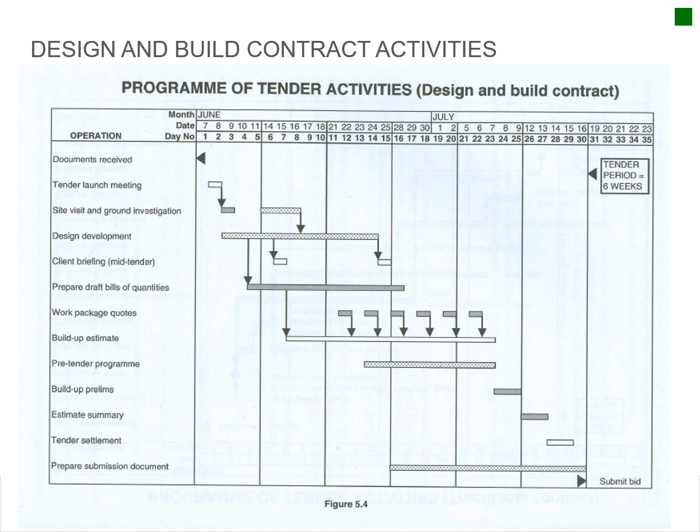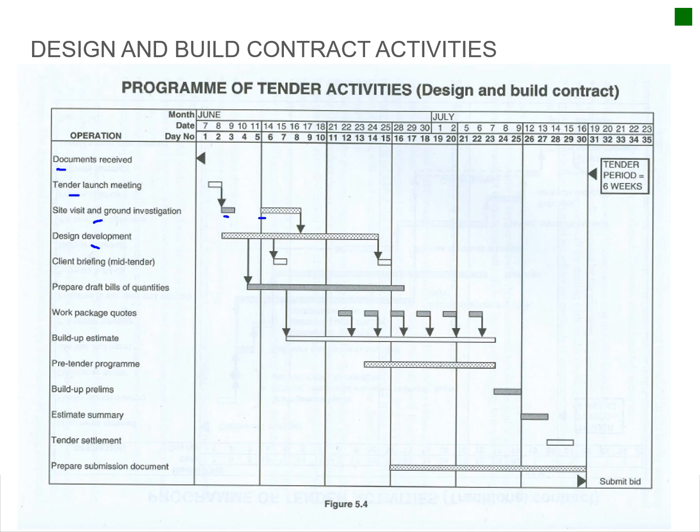Okay, then you've got the program of tender activities. So here you've got your design and build contract. So I'm just going to brush through this one. So you've got your documentation that you receive. So this is your tender document for that, the tender launch meeting. Okay, explaining the site visit, ground investigation. Then if all of the contractors that are going to tender on this project have to do a design development.